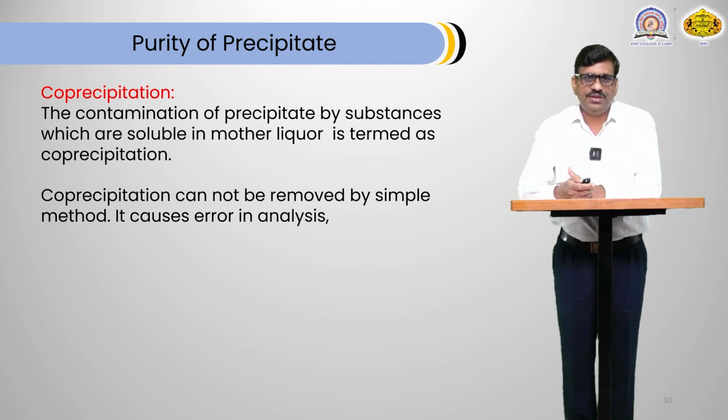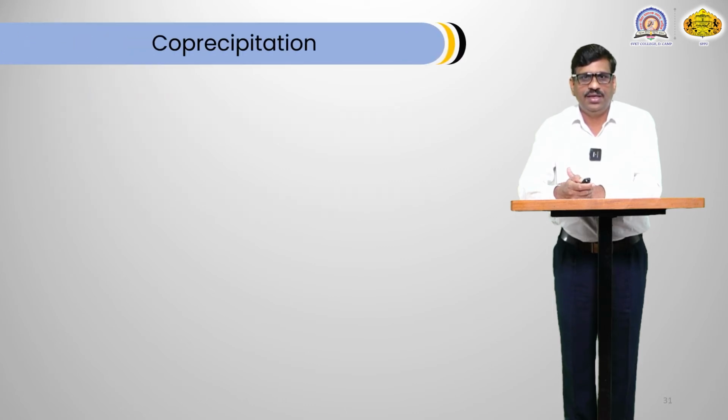Now, co-precipitation, the contamination of precipitate by the substances which are soluble in mother liquor is termed as co-precipitation. The impurities which are soluble in mother liquor or solvent can cause co-precipitation. Co-precipitation cannot be removed by simple method. It causes error in analysis.